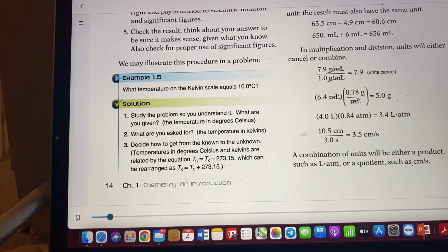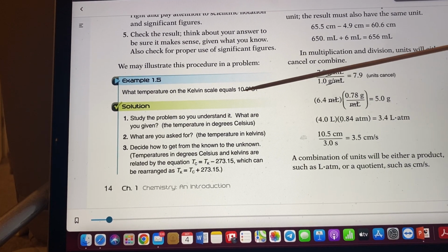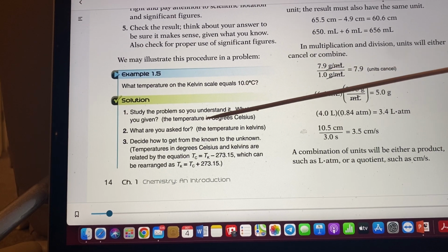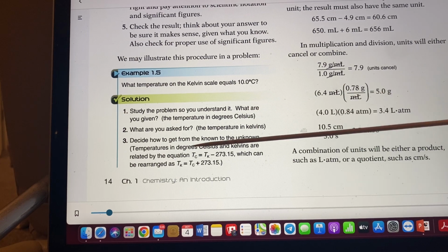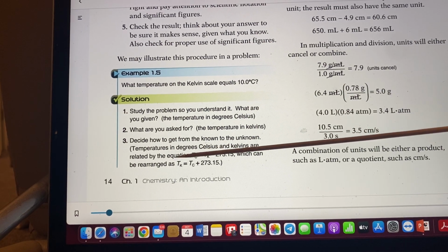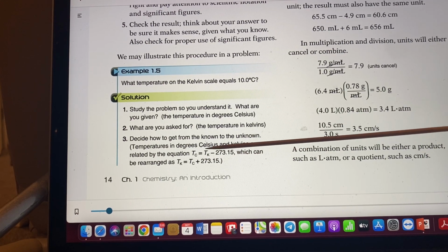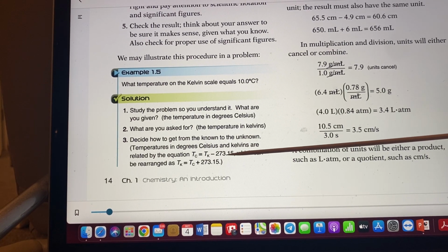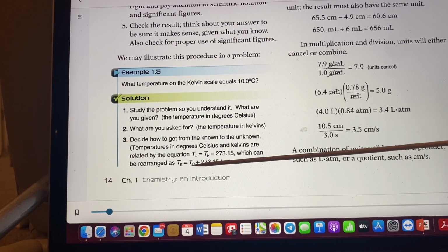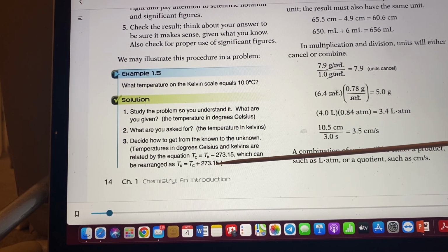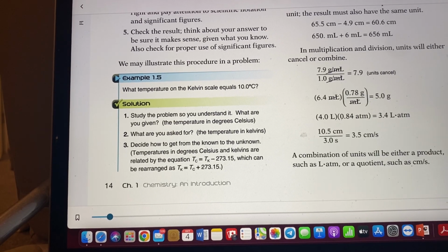What temperature on the Kelvin scale equals 10 degrees centigrade? Okay, we have a formula for this, don't we? We study the problem. What are you given? The temperature in Celsius. So, decide how to get to the known temperatures. Temperatures in degrees Celsius and Kelvins are related by the equation: temperature in Celsius equals temperature in Kelvin minus 273.15, which can be rearranged to say temperature in Kelvin equals temperature in Celsius plus 273.15. So that's the equation that we're going to use.